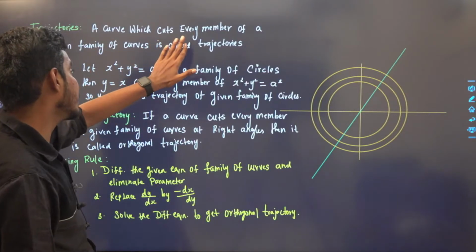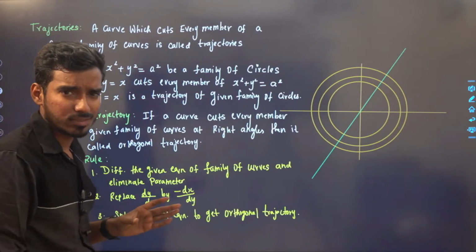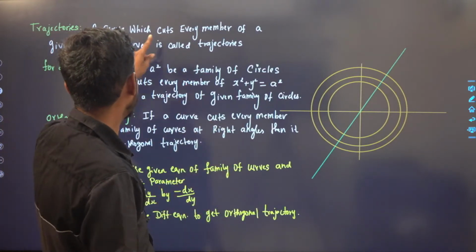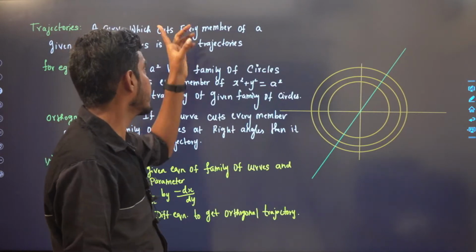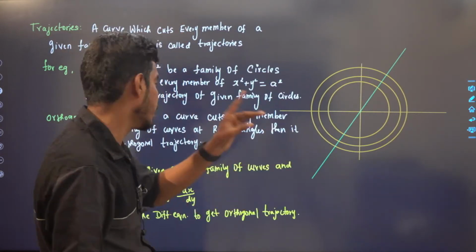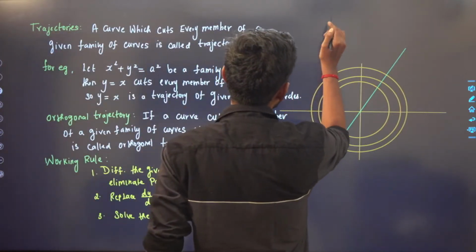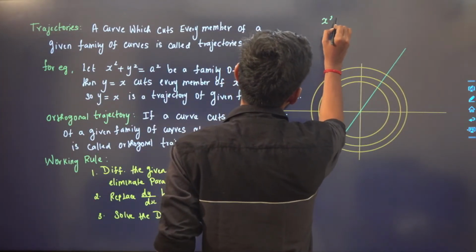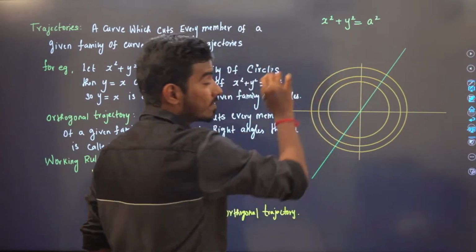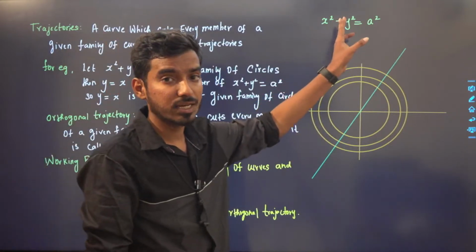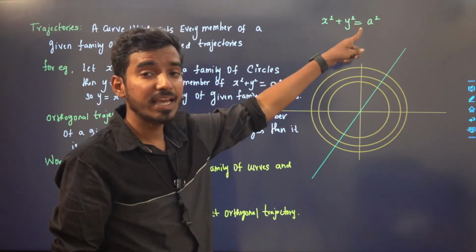A curve which cuts every member of a given family of curves is called a trajectory. Very simple. I have given you an example. Consider the family of curves x square plus y square is equal to a square. This is the equation of a circle with the center (0, 0) and radius a. Here a is a parameter.